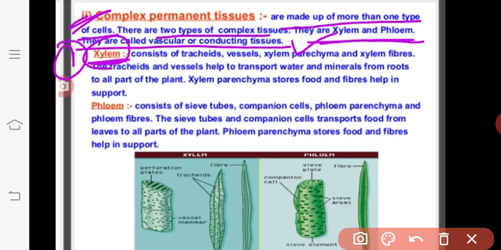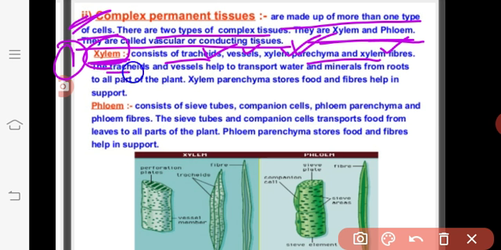Point number 1, xylem. Xylem is a complex permanent tissue which takes part in the conduction of water and minerals inside the plant. Xylem means wood, it provides mechanical strength. Xylem is also called wood. It has 4 types of elements: first is tracheids, second is vessels, third is xylem parenchyma, and fourth is xylem fibers.